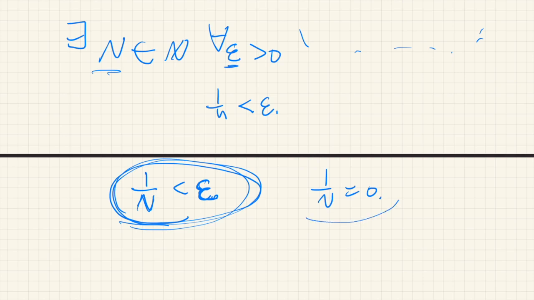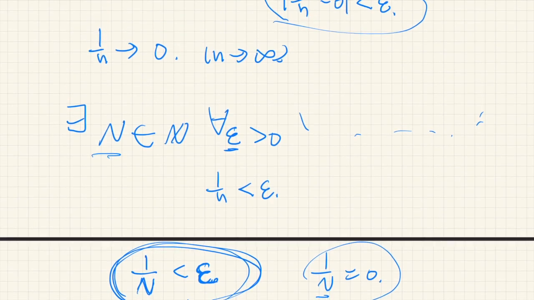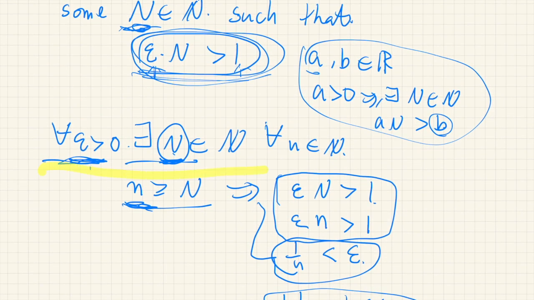But this cannot happen because n is a natural number. It's a concrete natural number. It's not a limit. So 1 over n is always positive, so it cannot be exactly equal to 0. Although it can be very close to 0, it's never 0. So this is nonsense. So the order of for all and there exists is important. This is wrong and this is correct.